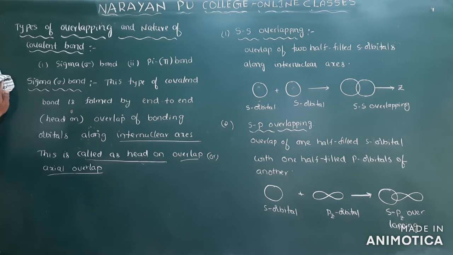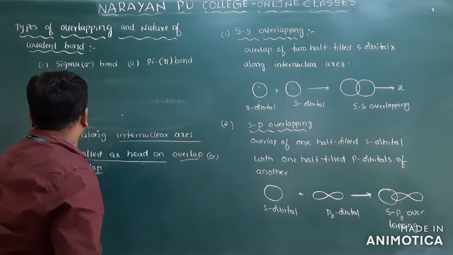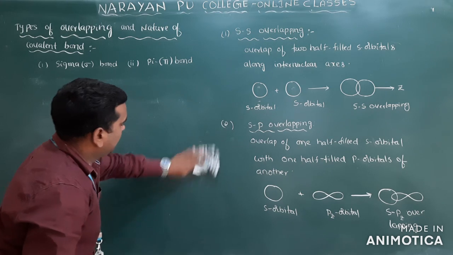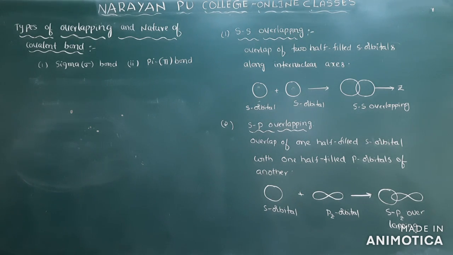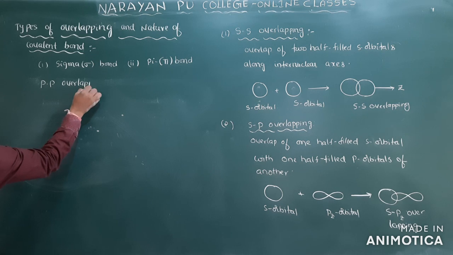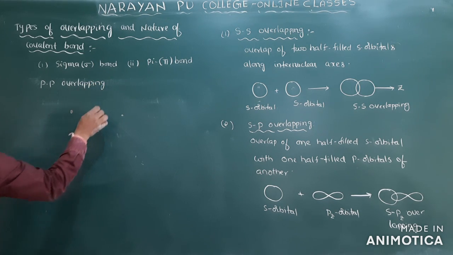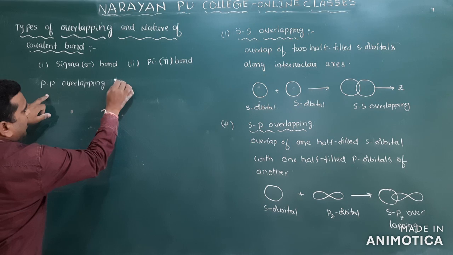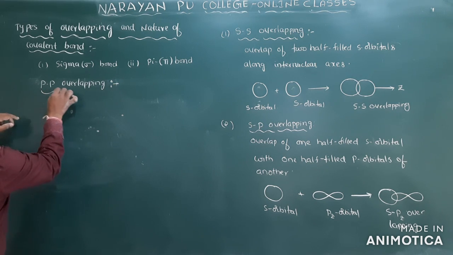And the last one is here. Clear? So what is the last one? pp overlapping. In the pp overlapping also, which bond will be formed? The bond formed is a sigma bond. pp overlapping. Clear?